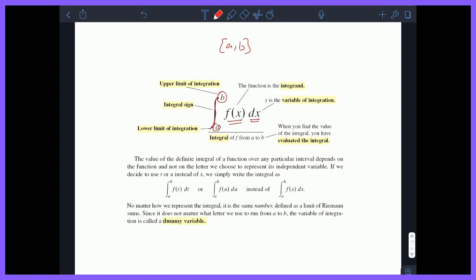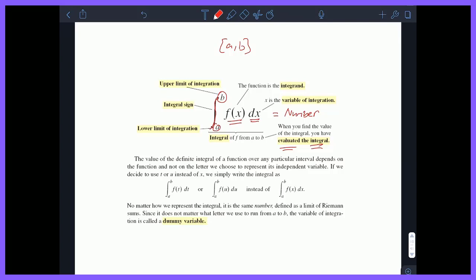Once you have solved the problem, you've basically evaluated the integral, and you'll always get some number. Okay, some numeric value. As long as you're integrating with upper and lower bounds, the answer will always be a number.